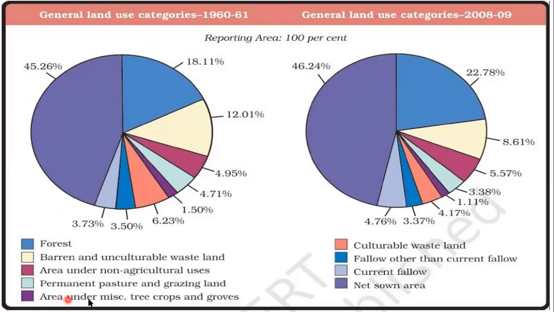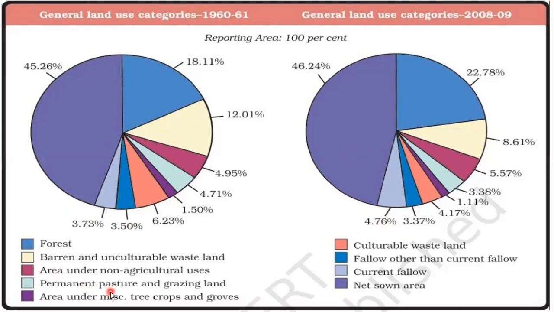Also, the area under miscellaneous tree crops and groves and the net sown area is almost the same, 45.26%. And now it is 46.24%. So it's actually increased. And then you look at all these small ones. You can see a difference here. This is 4.76 and this was 3.73.